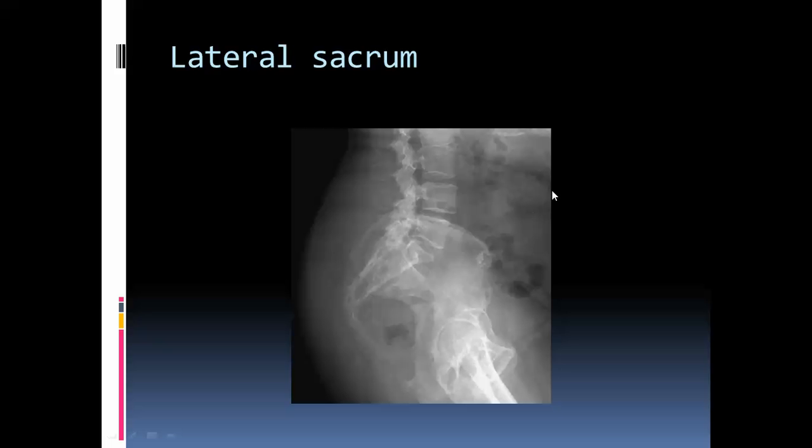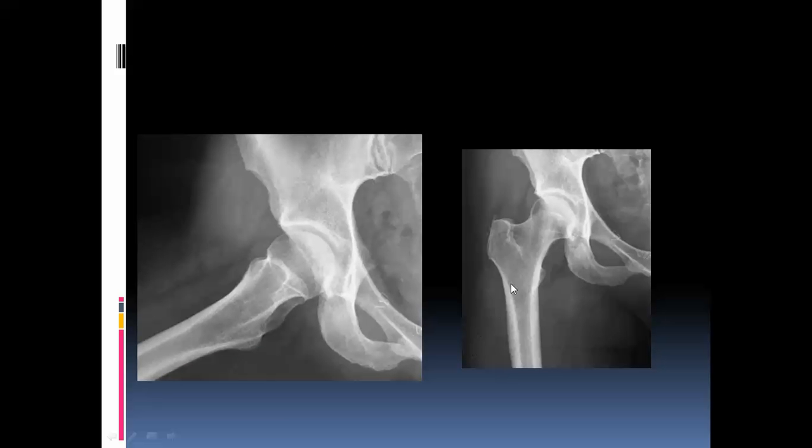This is the sacrum lateral, sacral concavity, lumbosacral junction, iliac crest, both femora. This is the right proximal femur, and this is the proximal femur oblique. Of course, the change of position allows for better study of the femoral neck.